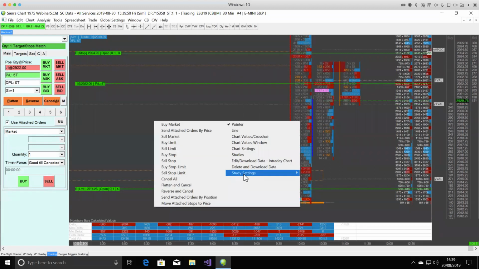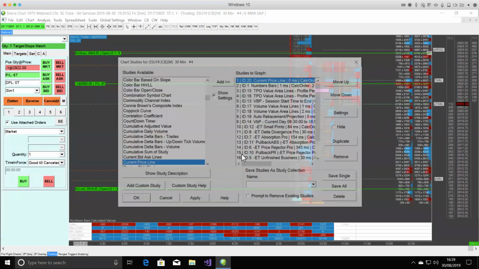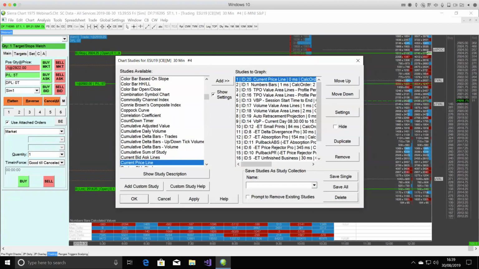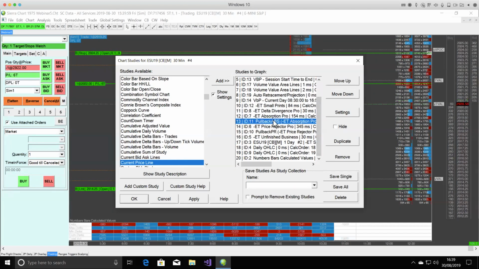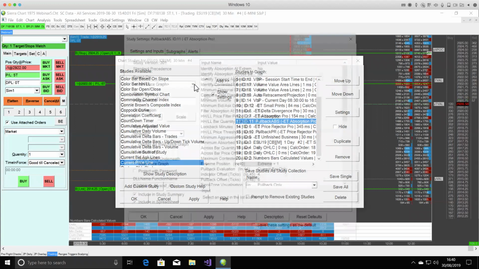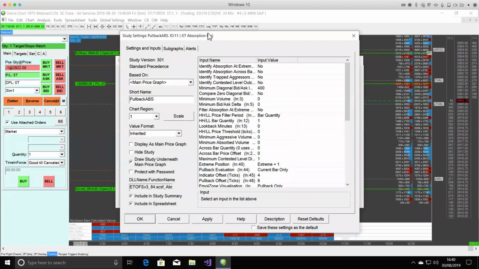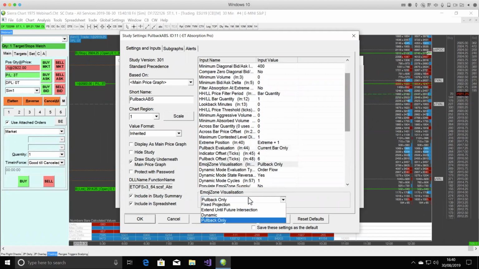So let's just have a look at how I've got the studies set up. I've got pullback absorption, and I've renamed the study, so this is Absorption Pro. I simply have this set up to do pullback evaluation on the current bar only. It could draw an emoji zone at the level, but I'm not interested in that. I just want to use this as a trigger. And I have the emoji zone visualization set to pullback only. I'm not doing any other analysis based on absorption with this indicator.